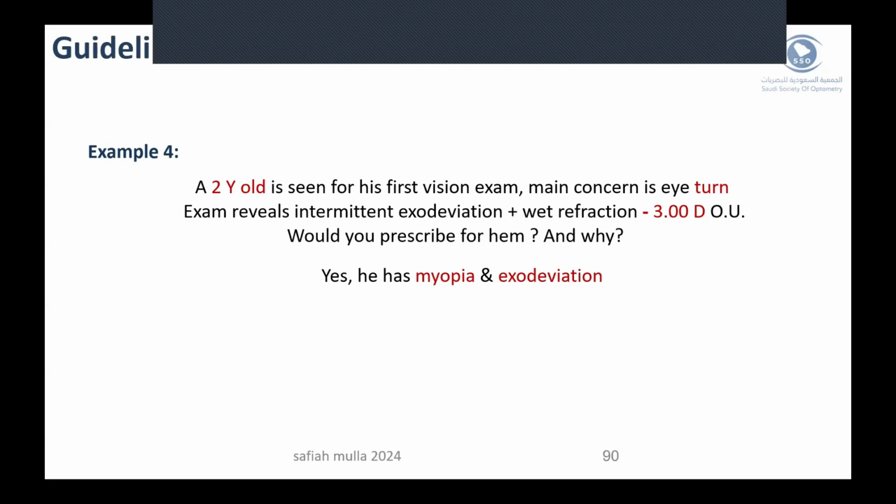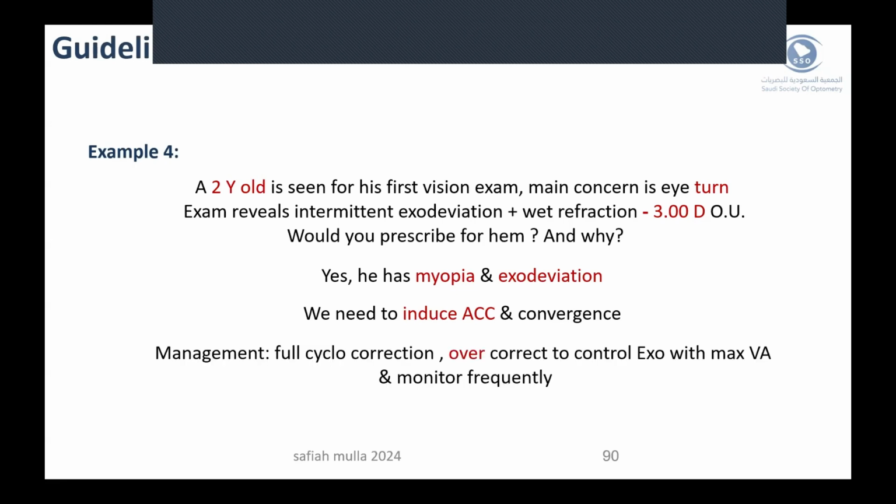Yes, she has a myopia and exodeviation, so we need to correct him. We need to induce accommodation so that the exotropia will be less, and we need to induce convergence so that the exodeviation will be less. So a perfect management answer from Dr. Mahsan, to activate the accommodation and full correction. Good job.